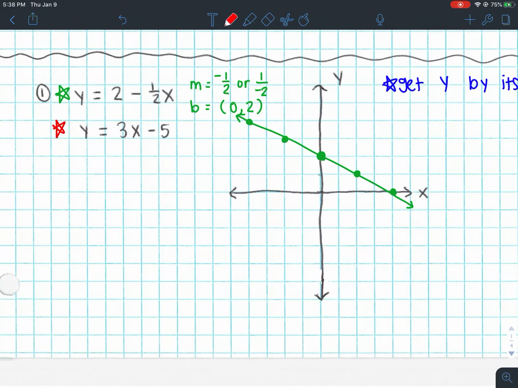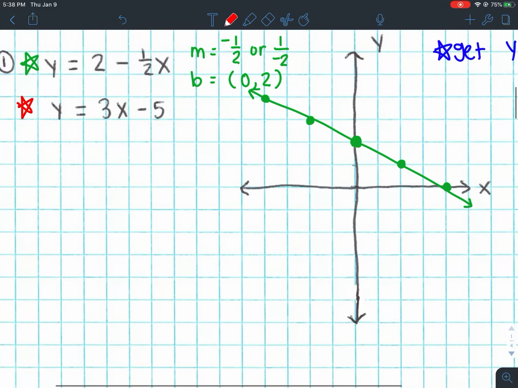Now in the second equation, y is already by itself, so my job is easy there. What is my slope here? Well, my slope here is 3, but we want to write it as a fraction so we can do the rise over run. So this is going to be 3 over 1 or negative 3 over negative 1. So these are equal because 3 divided by 1 is 3 and negative 3 divided by negative 1 is still 3. And then our y-intercept here is (0, negative 5).